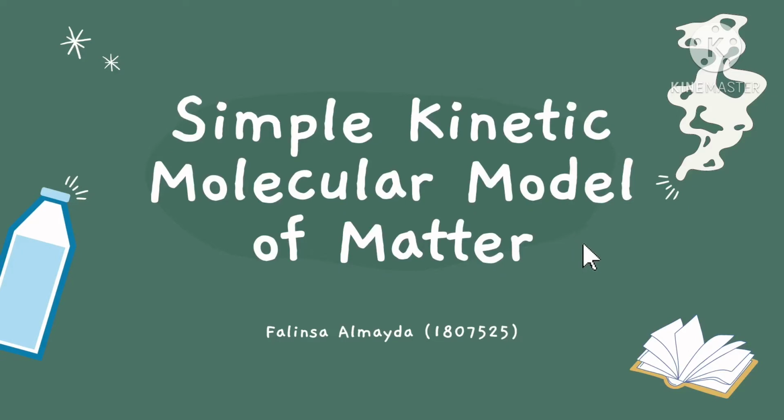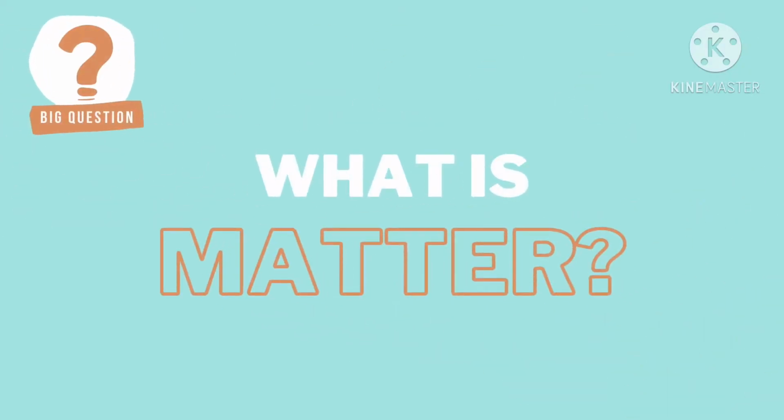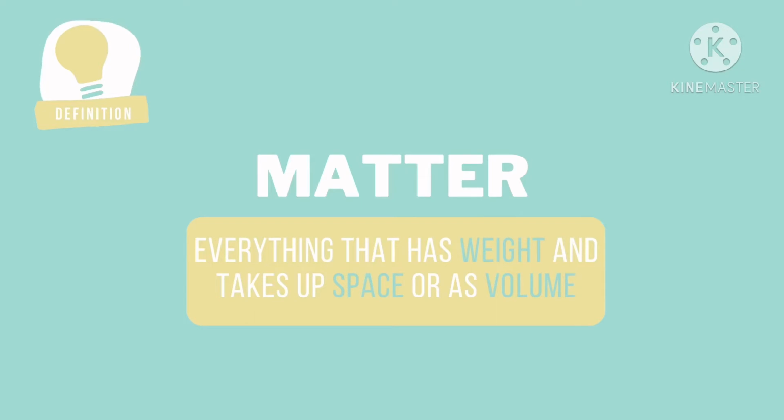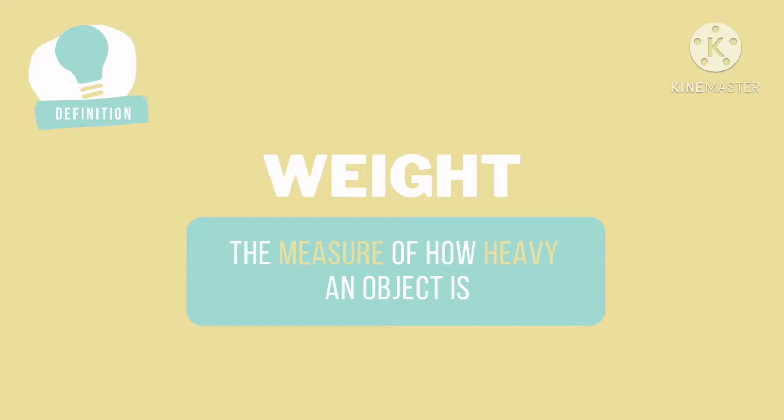Well, today I would like to explain about the simple kinetic molecular model of matter. Wait, what? What is matter? So according to science, matter is defined as everything that has weight and takes up space, or volume. I know you are already aware of what weight is. That's just how heavy something is.